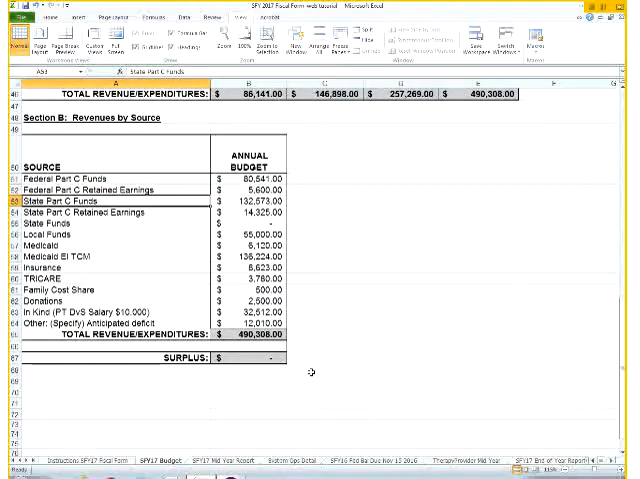State Part C funds refer to the amount of state Part C funds allocated to the local system for that particular fiscal year. This amount should match the amount of state funds specified in your local contract. Per state budget language, state Part C funds may only be used for the provision of direct services. State Part C return earnings refer to any unexpended state Part C funds from the prior fiscal year, and again must only be used for direct services.